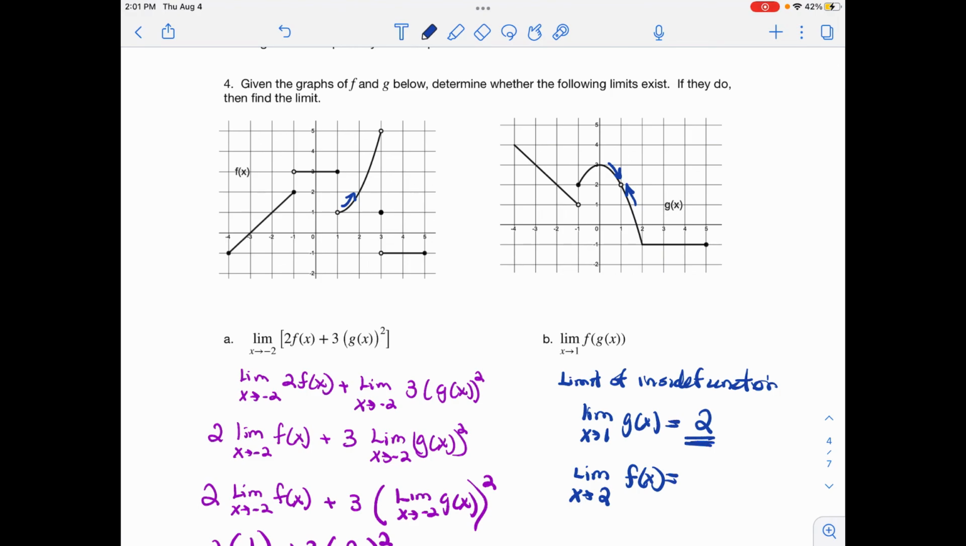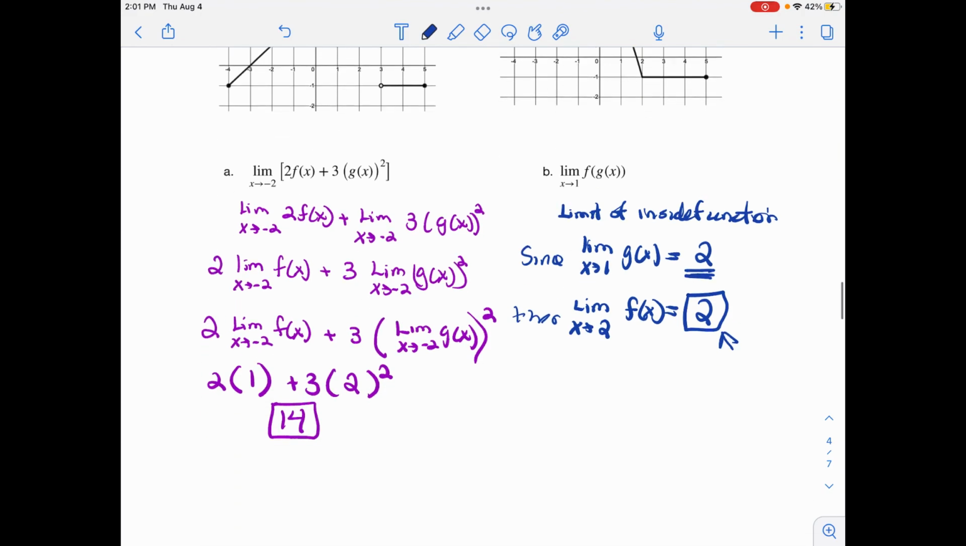And so from the left it's approaching a height of 2. From the right, it's also a height of 2. So my answer is 2. Now, it just happened to be that our answer from the inside function and our answer from the outside function is the same. That will not always happen. Don't expect that. So since this occurs, then we can say this occurs. So that's my final answer.